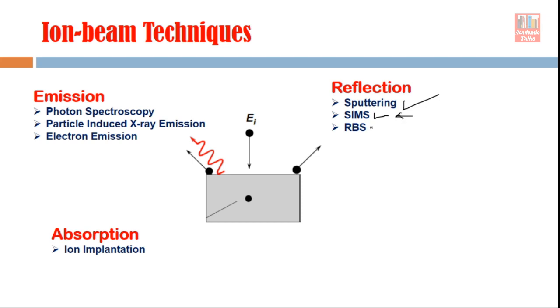There is another possibility, which is RBS. That is also a material characterization technique. If this incoming ion beam gets absorbed into the material, then we say that ion implantation has occurred. If the interacting ion beam gives rise to emission of certain photons, then it is photon spectroscopy. If X-rays are emitted, then it is called particle induced X-ray emission.